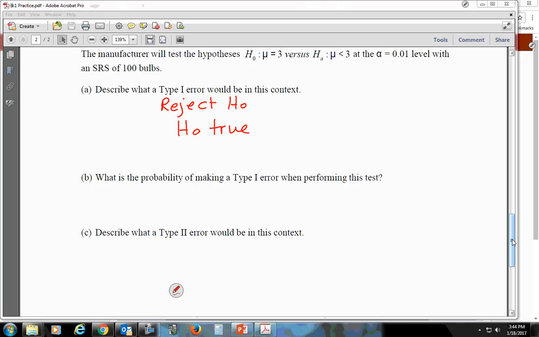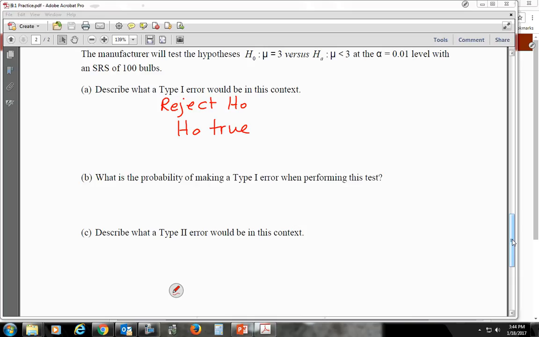It's actually 3 hours. So we say the bulb can't last 3 hours, but it really can last 3 hours. So basically we're saying we're not going to accept these bulbs. They're bad, not working bulbs, but they were good bulbs, right? Y'all get that? So describe it in the context.